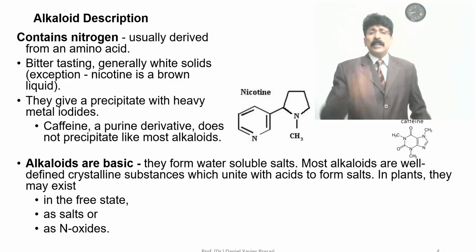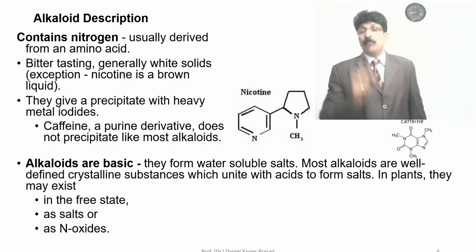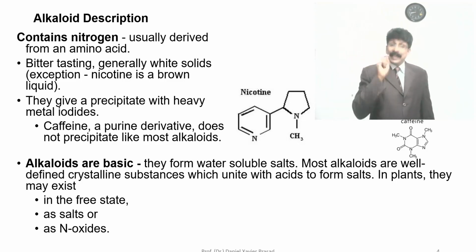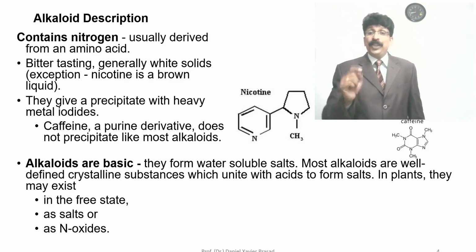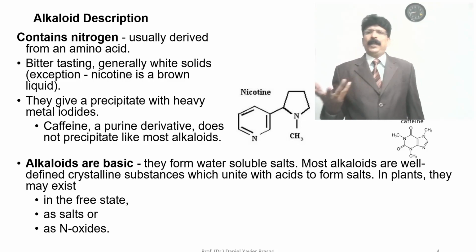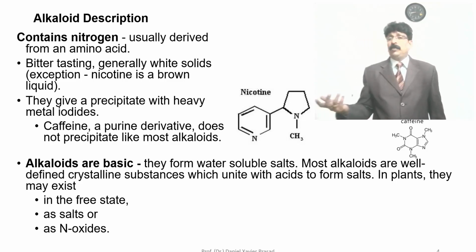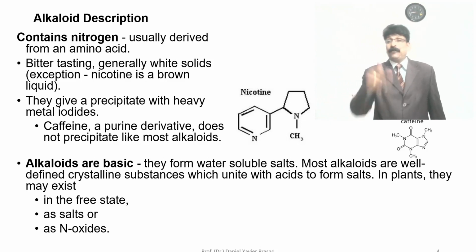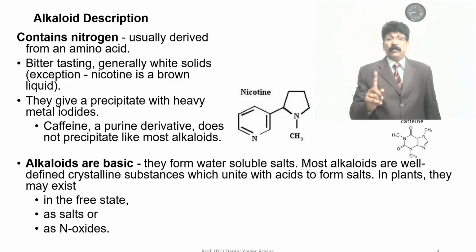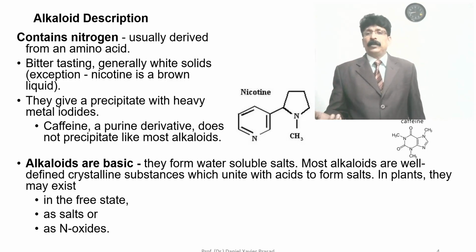Alkaloids are basic. They form water-soluble salts. Most alkaloids are well-defined crystalline substances which unite with acids to form salts. Everybody knows that if it is a base, when you add acid, it will become a salt. So for solubility, it can be made into a water-soluble salt. In plants, they exist mainly in the free state, sometimes in salt form, and sometimes in N-oxide form, naturally.